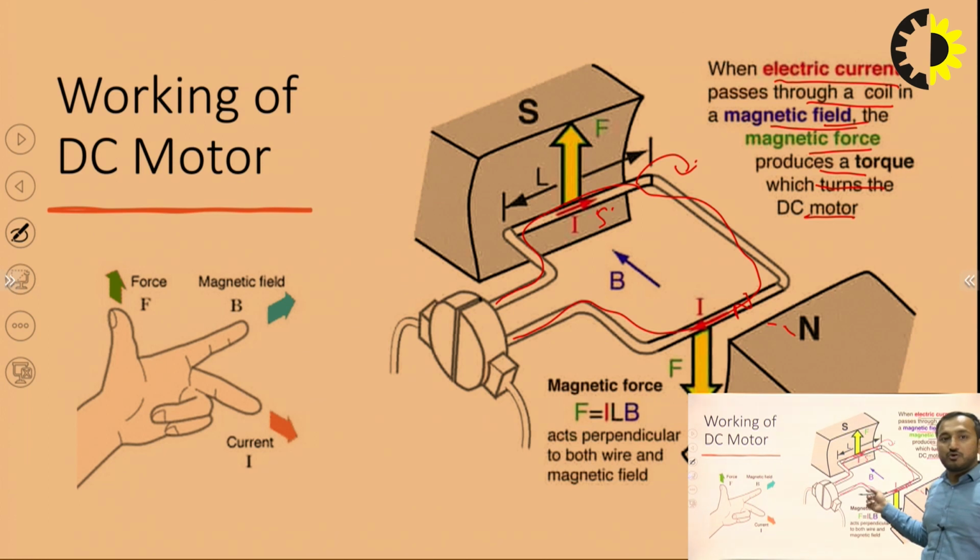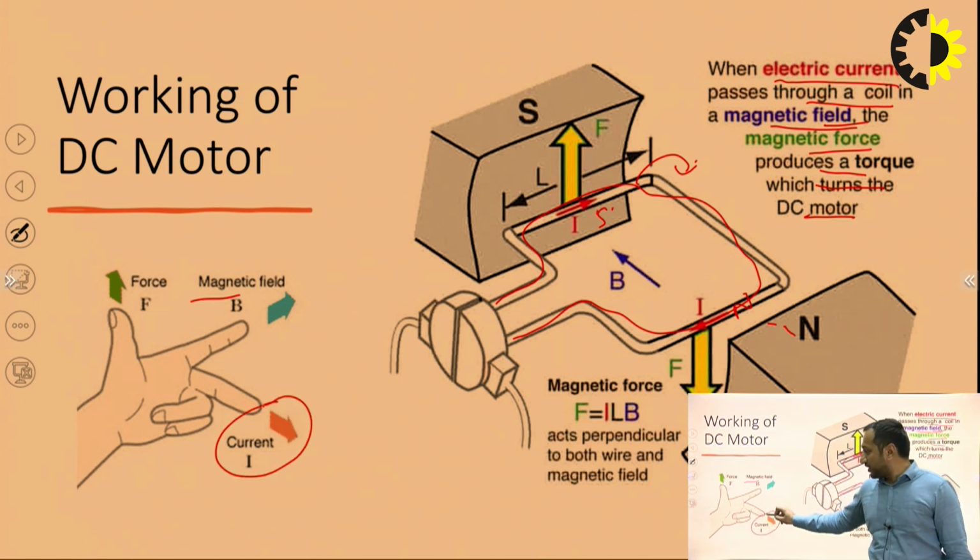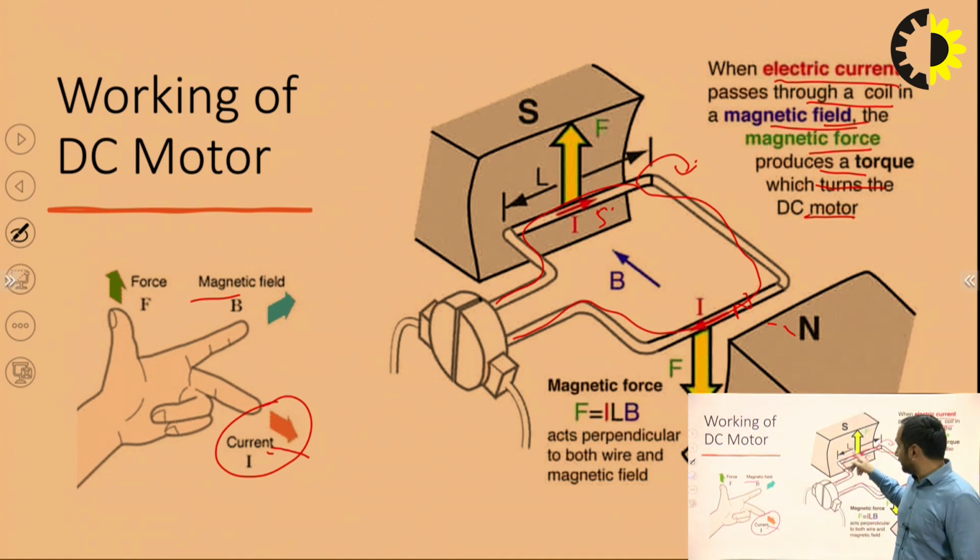Now, how to calculate the direction of this magnetic field? The direction is calculated with the help of Fleming's left hand thumb rule. Now, Fleming's left hand rule is given by this. The current is shown with the middle finger in this direction. If you put your hand like this, the middle finger will show the direction of current, the index finger will show the direction of magnetic field, and the thumb will show the direction of force, like where the force is applied. So this force applied is such that this winding starts to rotate.